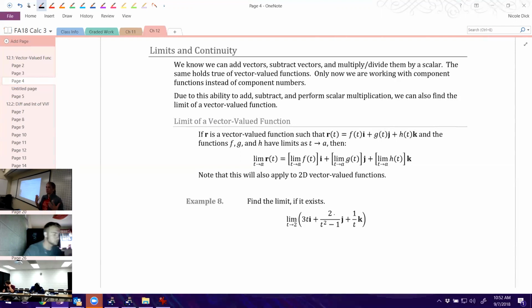But I mean, it's pretty much just what we know with limits. We're just doing it 3 times instead of doing it once there. So nothing too crazy with this.